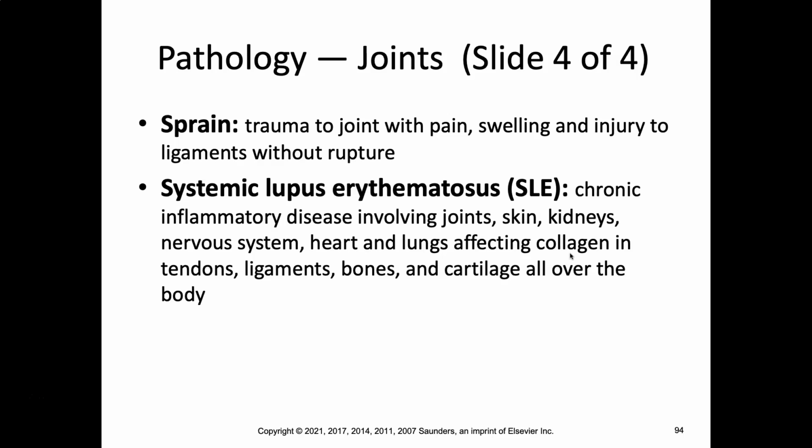All right, lupus is also considered a joint disease. It is a chronic inflammatory disease. They're not sure if it's autoimmune or what have you, but it involves the joint, skin, kidneys, nervous system, heart and lungs, collagen in the tendons, ligaments, bones, and cartilage all over the body. And again, lupus is another one of those that can progress and can be around for a very, very long time.